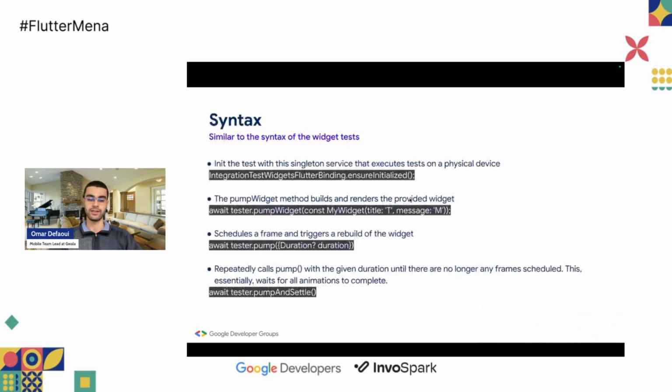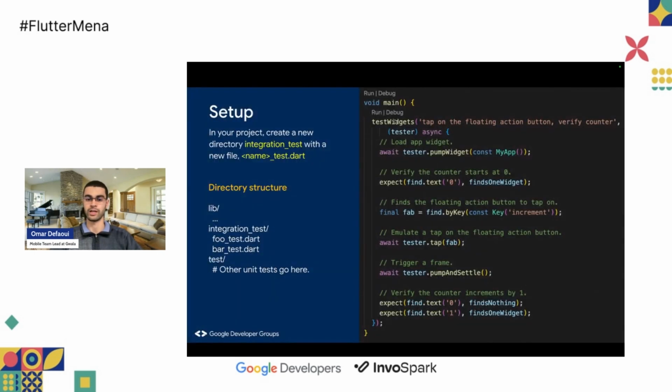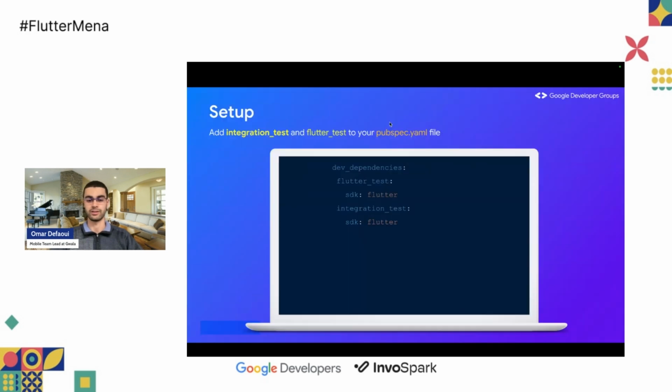Now for the syntax, Mr. Islam already talked about it, but never mind, we can do a quick reminder about it. I will not take a lot of time presenting this. So in case we want to run the integration test in a real device, we should add this line of code before running our test. So basically, we should add it here between the main function and the test widget.